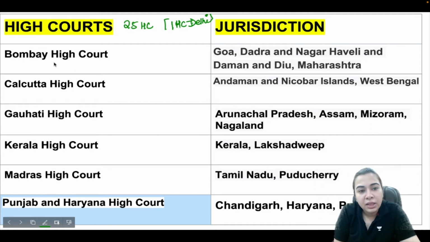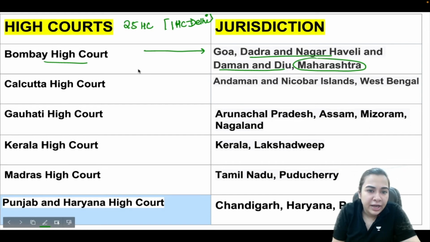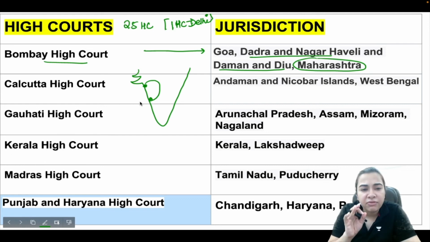Now, all of you know the Bombay High Court. Obviously, it is located in the state of Maharashtra. So, obviously, Maharashtra's capital is Mumbai, and the Bombay High Court is located there. But it also has its jurisdiction over Goa, over Dadra and Nagar Haveli, and Daman and Diu. If you look at the map of India, you will see that these are places which are very, very close to the Bombay High Court. That is why it is usually extended to these places.